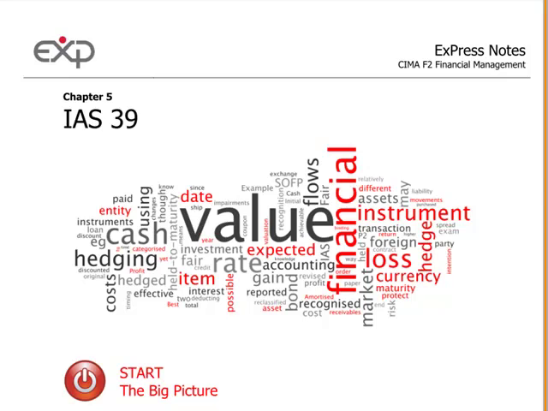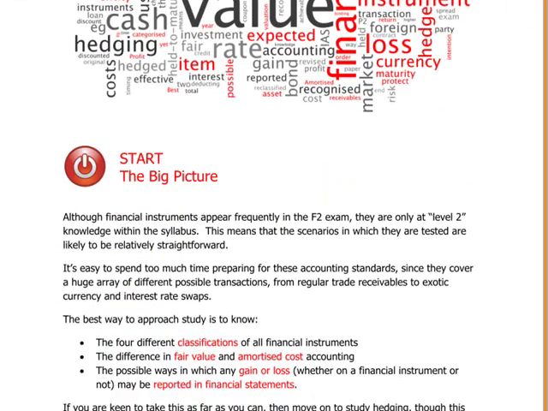I think many of us are aware that when we hear financial instruments, we have a bit of a cringe, but they're not that challenging. It's true that these are very controversial standards and they are changing, and we're slowly moving from the IAS 32 and 39 regime to an IFRS 9 regime, but that does not mean you cannot, at least for the purpose of CIMA F2, get a grasp of this area.